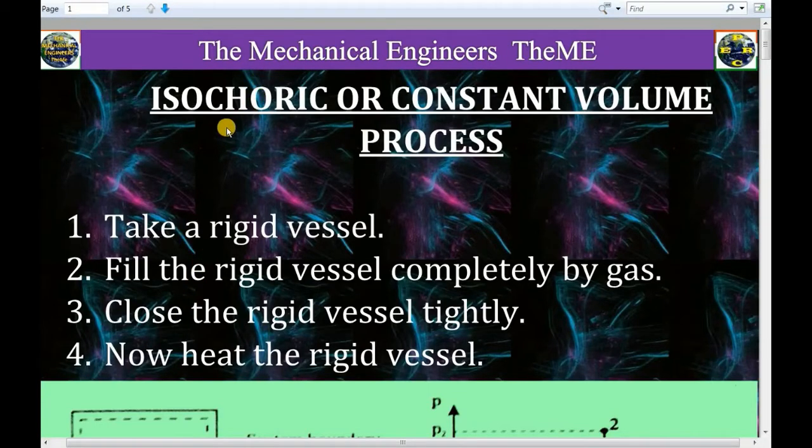Today's topic is Engineering Thermodynamics. In Engineering Thermodynamics, I'll be explaining a concept from the chapter First Law of Thermodynamics. The name of the concept is Constant Volume Process or Isochoric Process. In this concept, I will be explaining the deriving methods for obtaining work done and heat transfer formulae during constant volume process or isochoric process.